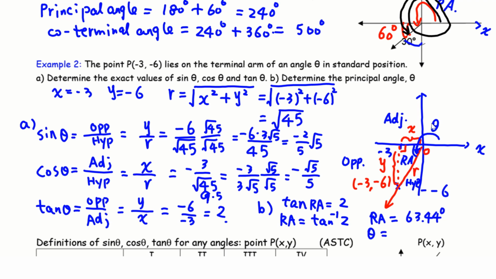Then the principal angle is from the positive axis, rotating counterclockwise. The first time you reach the terminal arm, that is the principal angle, so it's 180 plus RA. Then we have 243.44 degrees.